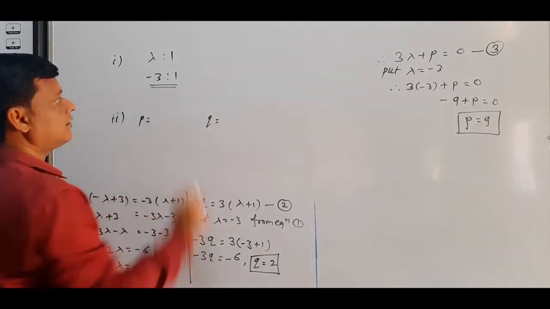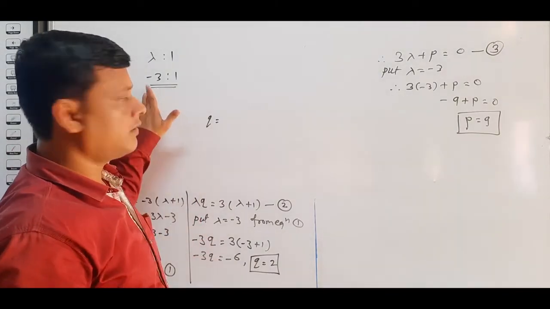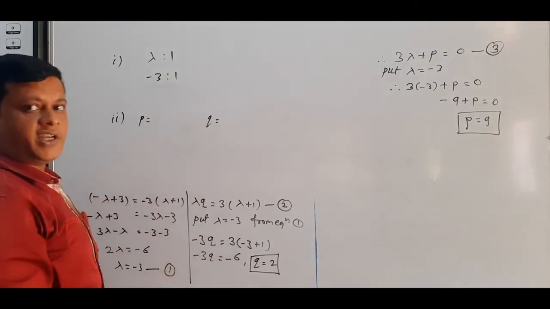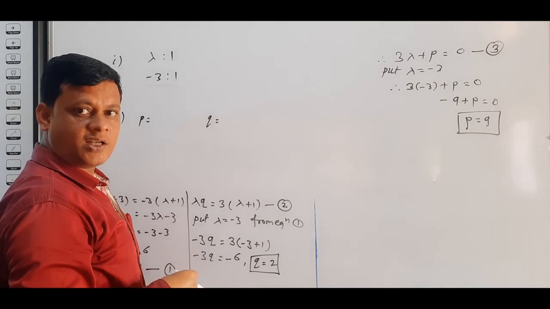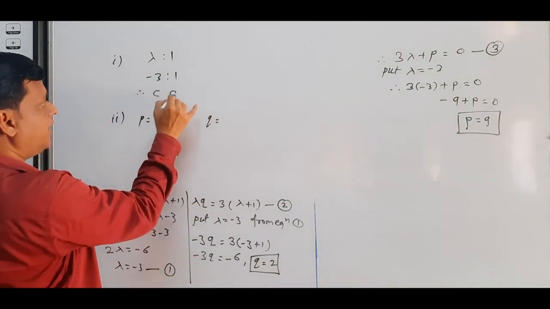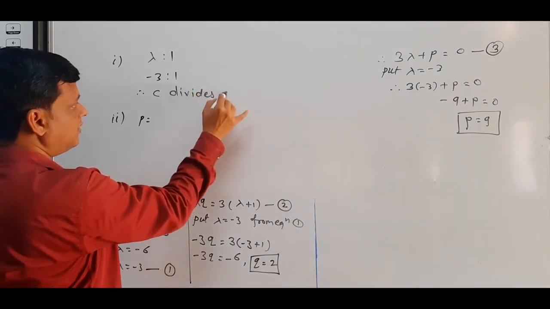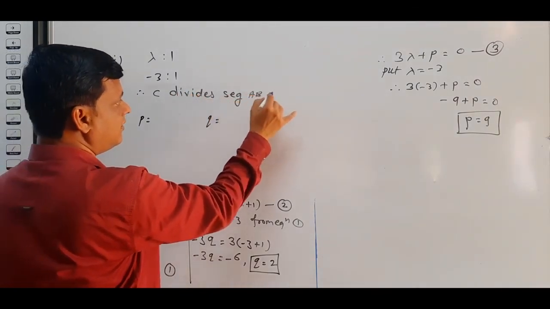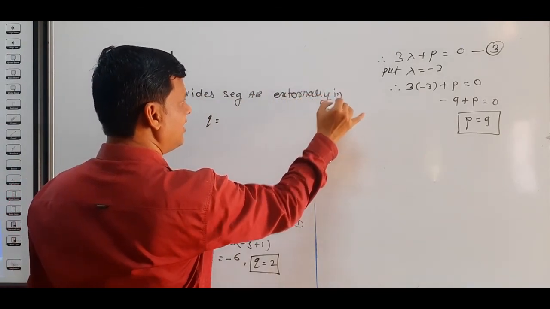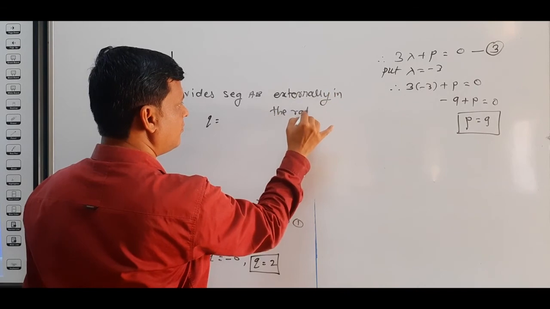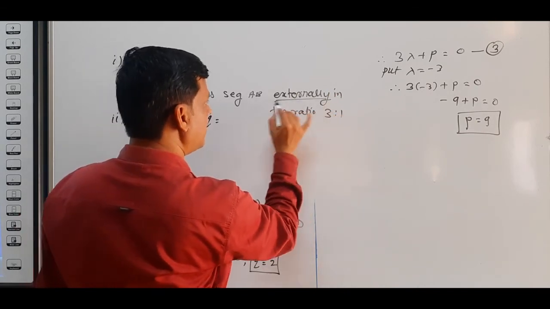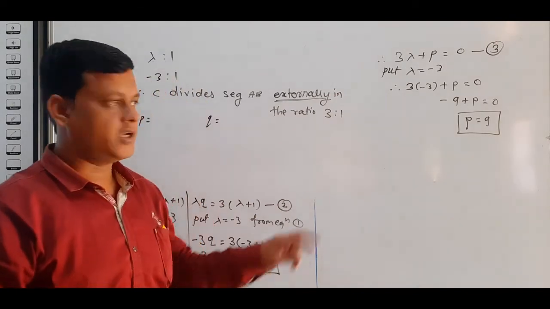From this value we can say that point C divides segment AB externally because the value of lambda is -3. Therefore C divides segment AB externally in the ratio 3:1. We use the word externally, so we write the ratio 3:1.